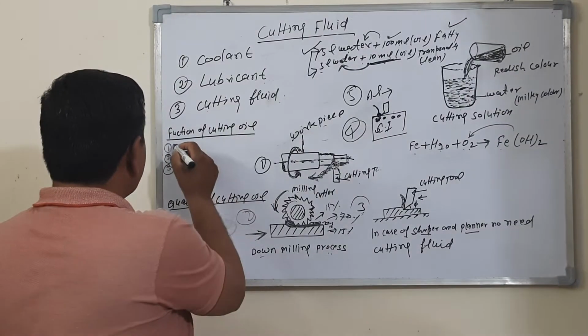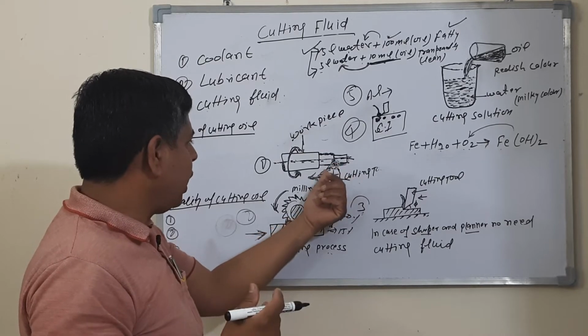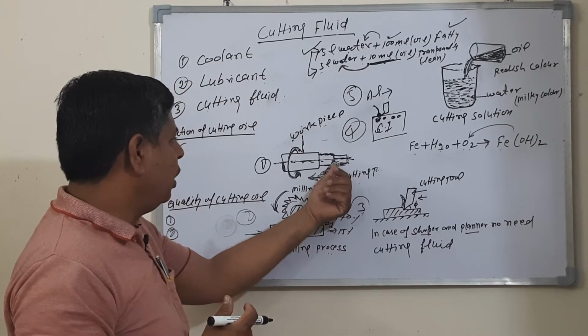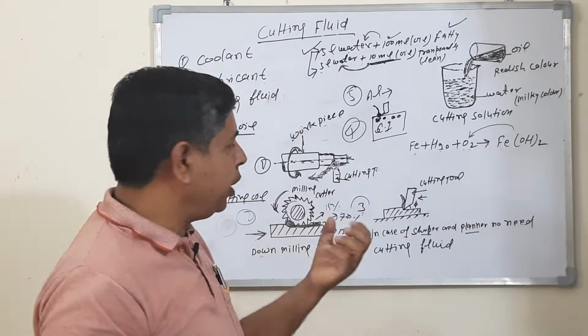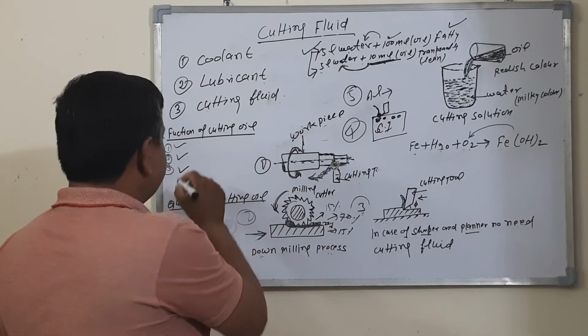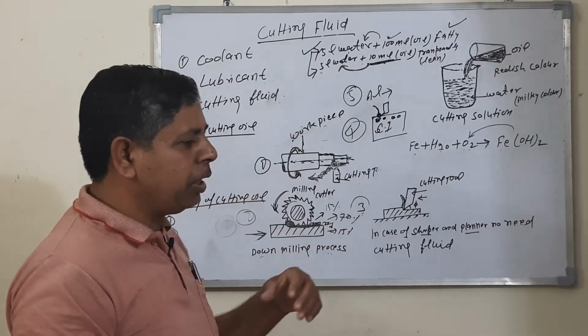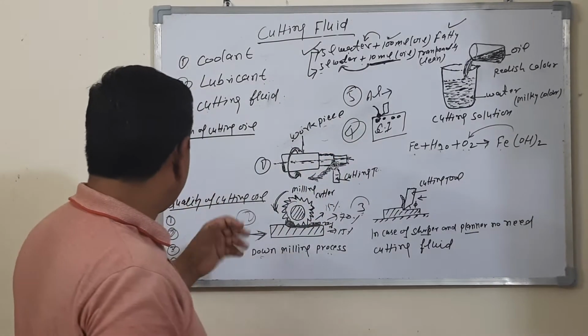There are many functions of cutting oil. Number one is to carry the chips away from the point of the cutting tool. Number two is to absorb heat from the cutting tool and the workpiece. Number three is to obtain a good finish on the workpiece.